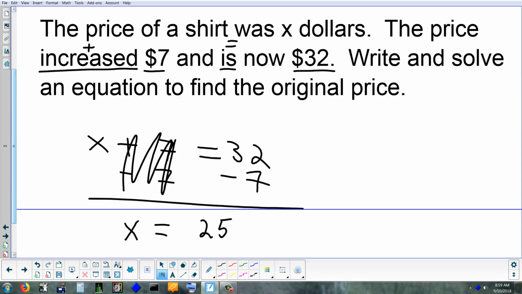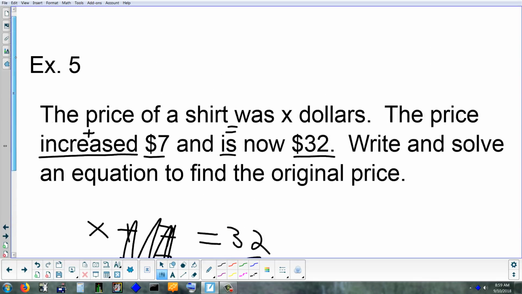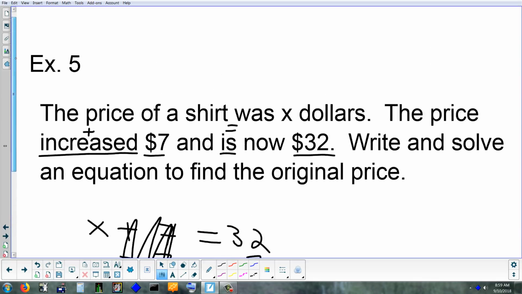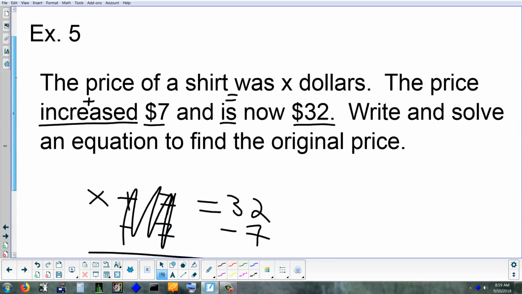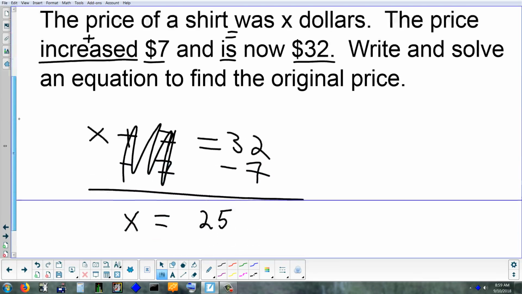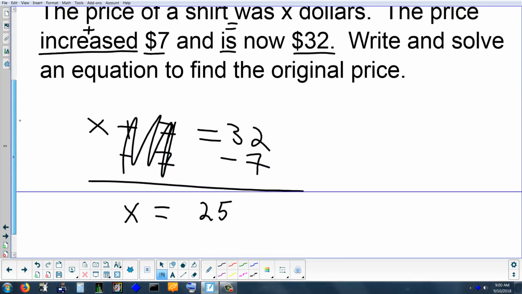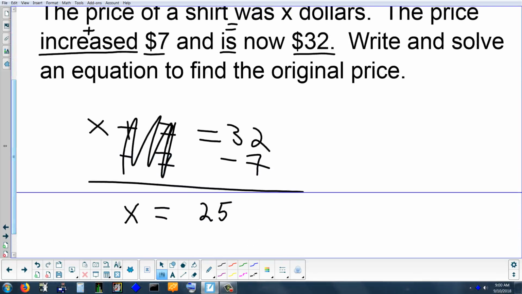Are we done? No. What else do I need? On a test or something, you'd be done. What doesn't it say? Ellen? To check it. It doesn't say check, right? You could if you wanted to, but if it doesn't say you have to, you don't have to. You'd be done in this case. Anything else on that answer that we want to put?